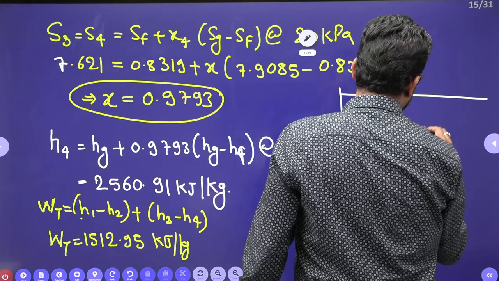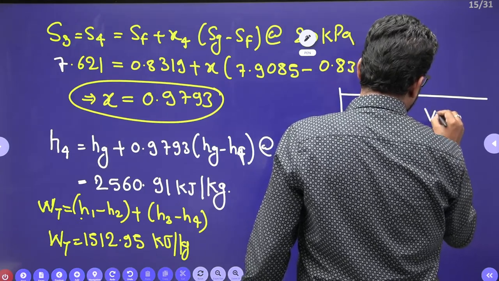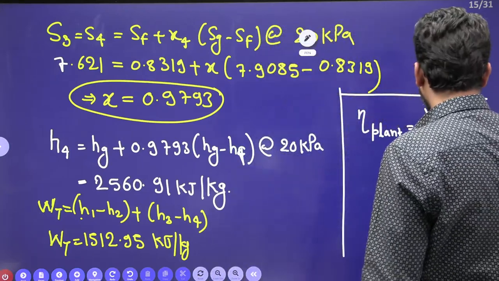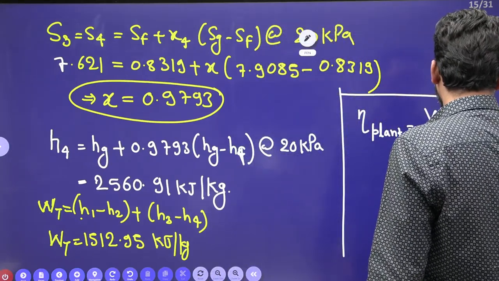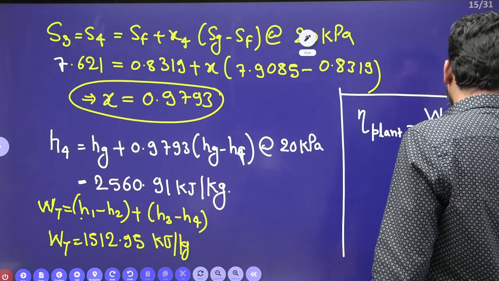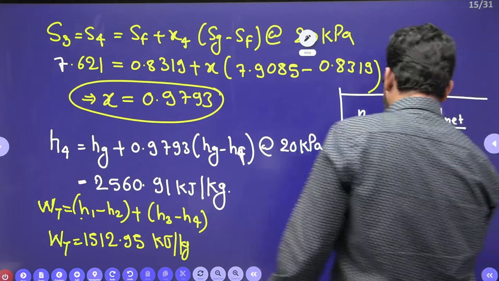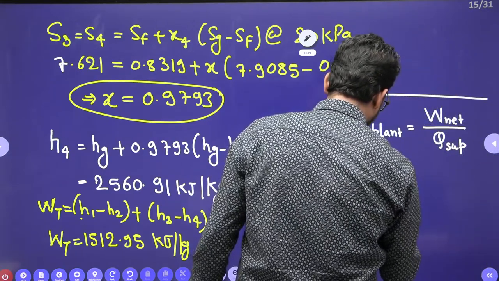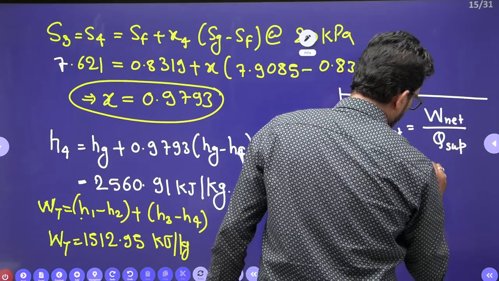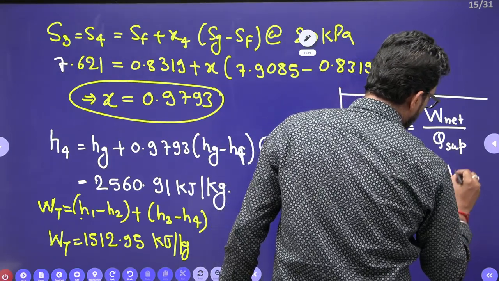so what is that? Net output, yes or not? Net output divided by heat supply. Yes or not, beta? What is the net output? W turbine total minus WP?